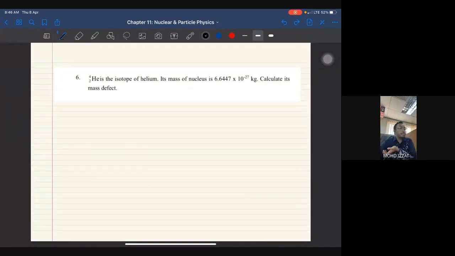Kamu ada helium. 4 and 2 is the isotope of helium. Its mass of nucleus is 6.6447 times 10 negative 27. Calculate its mass defect.